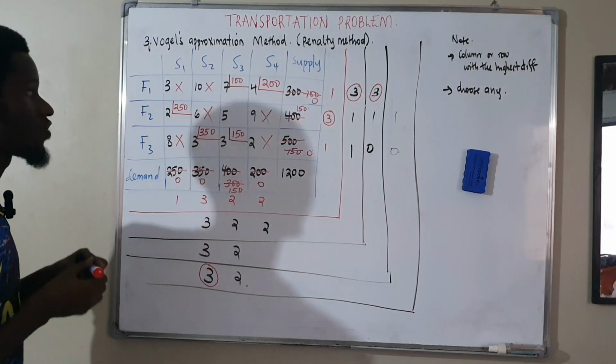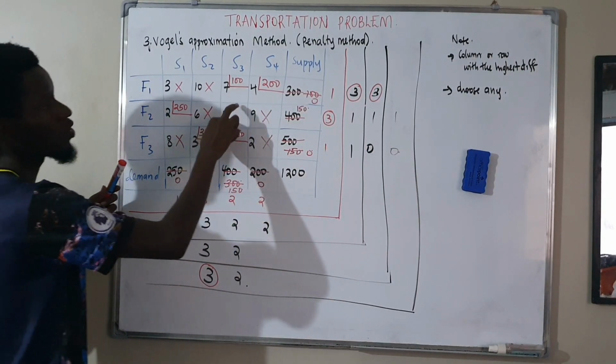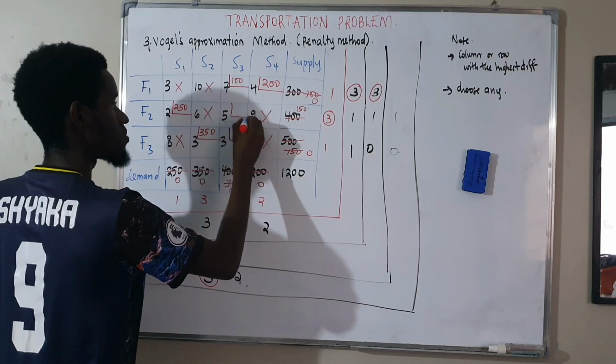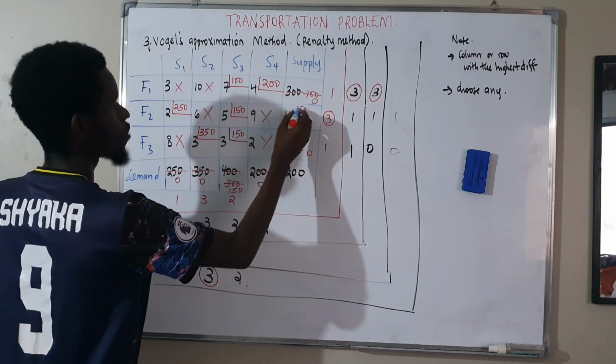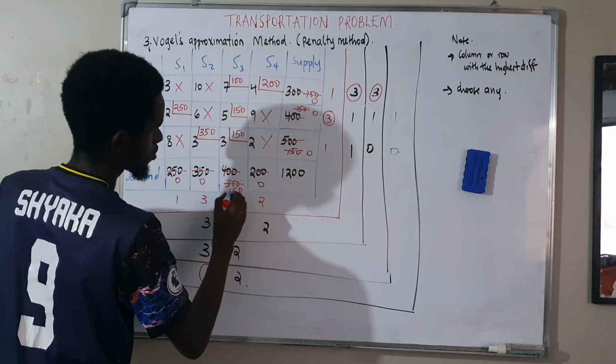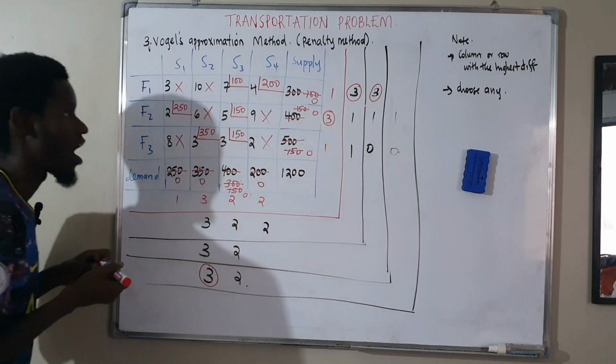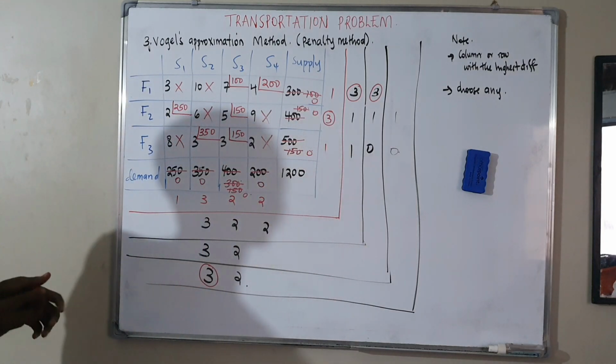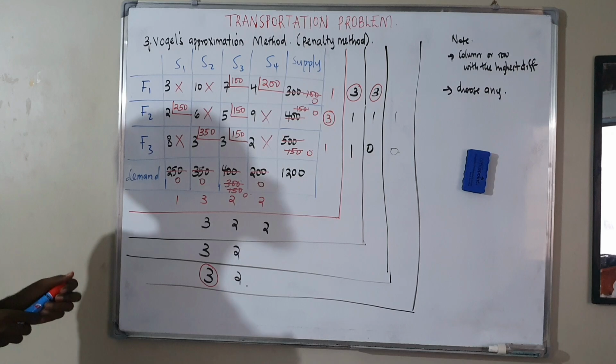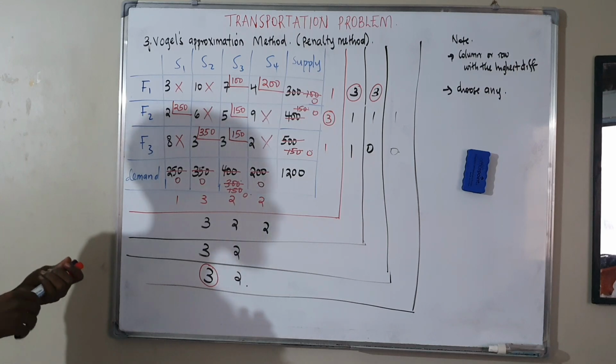Now, being left with 150 here, I'll have to put the 150 which is left here, so that I balance my problem. Then this 150 is going to become 0, and this one becomes 0 again. Therefore, these cells I've selected are the allocated cells, and they are the cells that will give me the least cost using the Vogel approximation method.